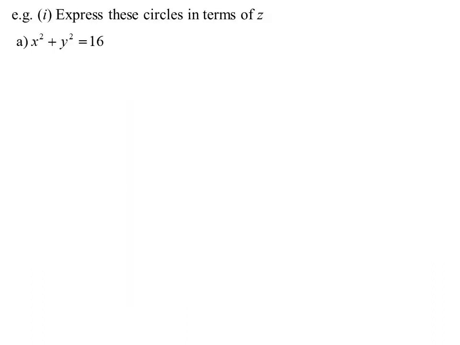So what are these circles? x squared plus y squared equals 16. Well, I know that's a circle where the centre is 0 and the radius is 4. So I know it's the modulus of z is equal to 4. If I wrote it in conjugate notation, it would be z times z conjugate is 16.